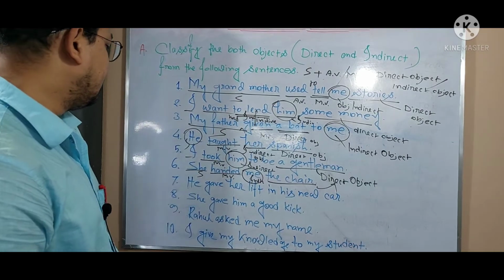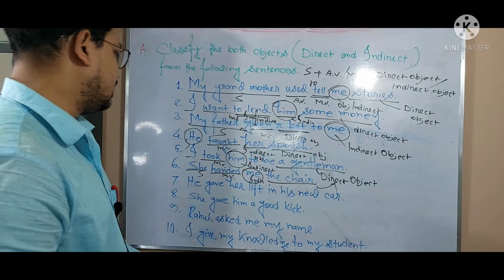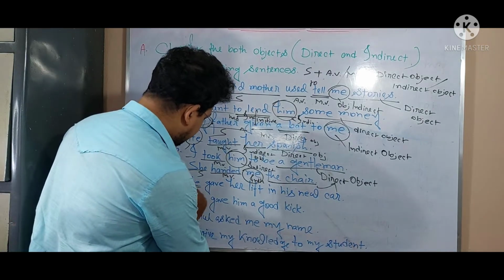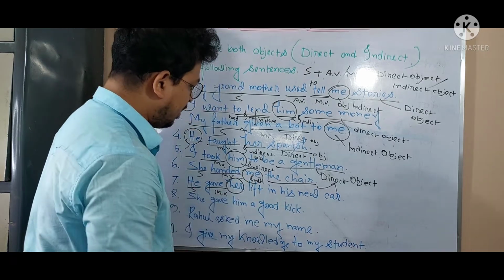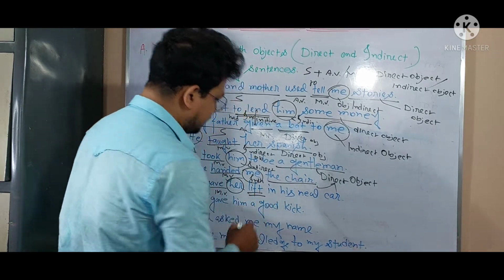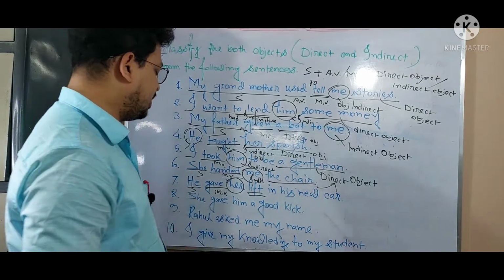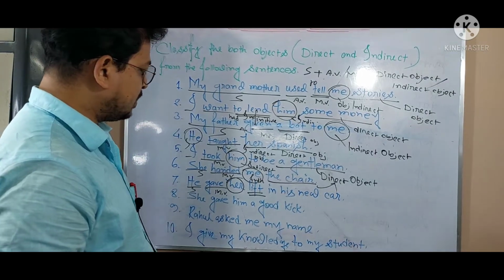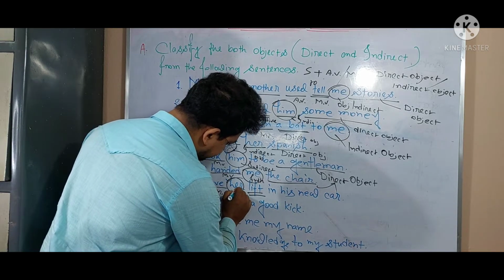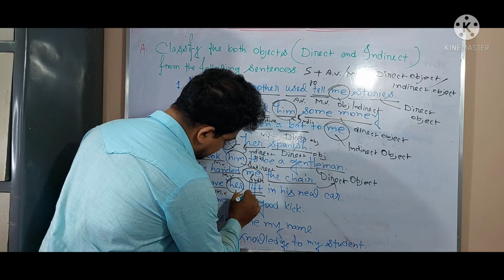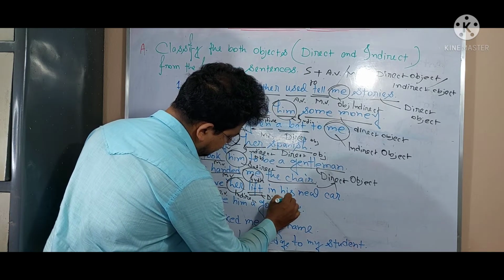Similarly, number 7: he gave her a lift in his new car. The "he" is the subject, "gave" is the main verb, and he gave her what? A lift. He gave her a lift. So "he" is the subject, "gave" is the main verb, "her" is an object. Which object is it? It is a human being. This is why it will take indirect object, and "lift" is the direct object.